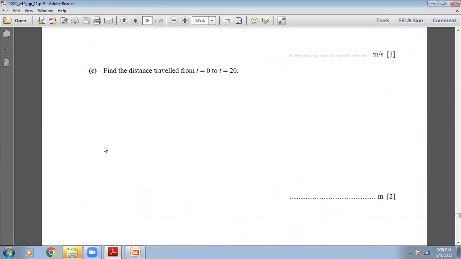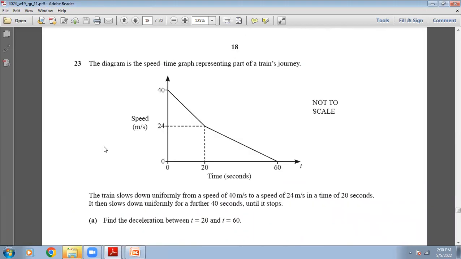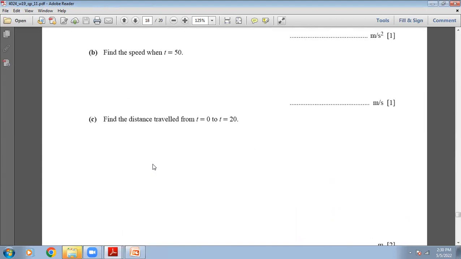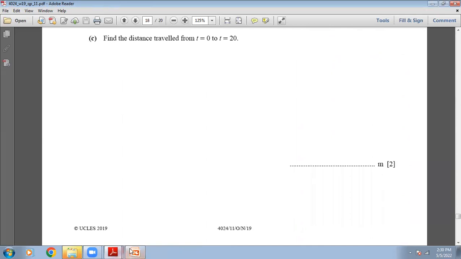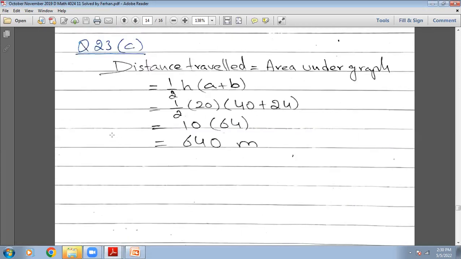Okay, so we are going to the next part. He says find the distance traveled from t equals 0 to t equals 20. So t equals 0 to 20, this is the shape of a trapezium. And this is one parallel side which is 40. This is the other parallel side which is 24. And this is the height of the trapezium which is 20. The area under the speed time graph is equal to the distance traveled.